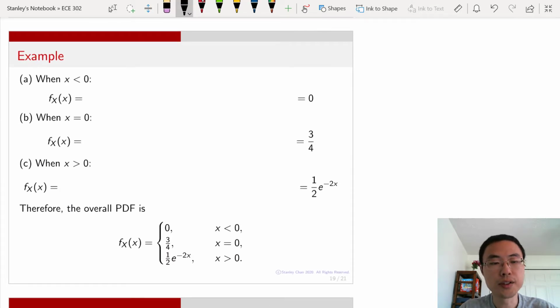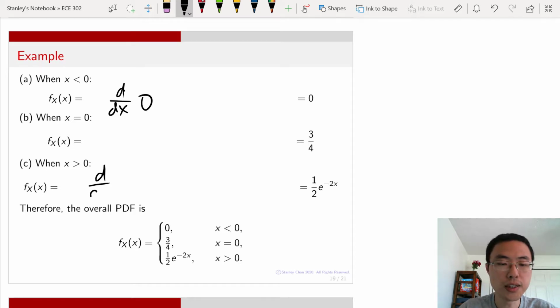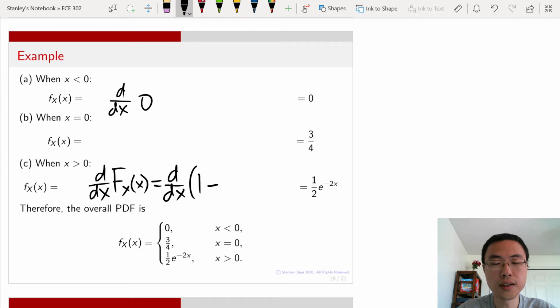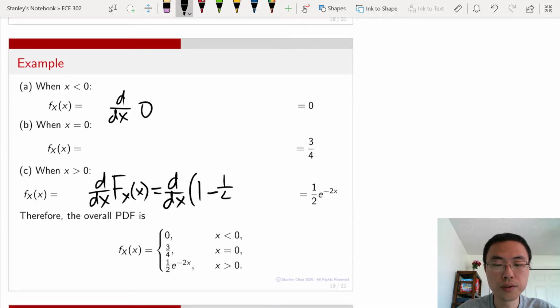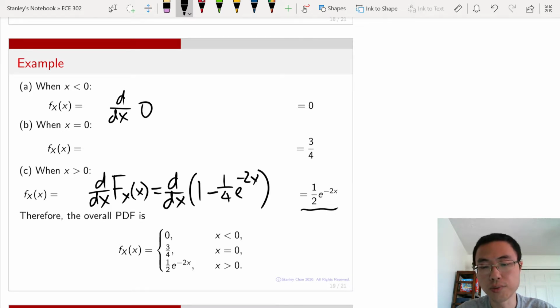This f_X, the small f_X, for x less than 0, that is just d/dx of 0. So that will give you 0. When x is bigger than 0, then you have d/dx of F_X(x), which is d/dx of 1 minus, let me look at the equation, it's 1/4 e^(-2x). So you can do the derivative, you can show that it is 1/2 e^(-2x).